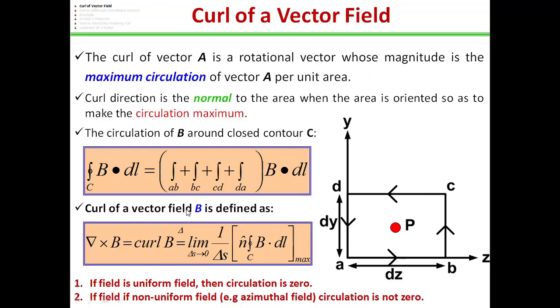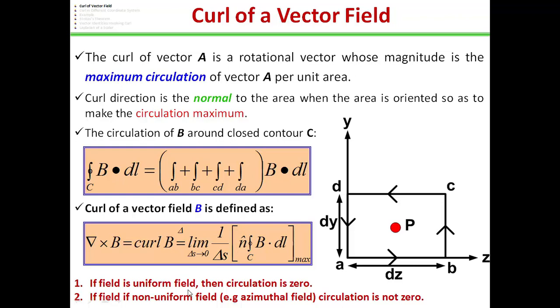The curl of a vector field B is defined as del cross B, or it can also be written as curl B, which is equal to the limit as del S tends to 0 of 1 by del S times the bracket of n cap times the integral of B dot dl over the closed contour C. The B dot dl over the closed contour should be maximum over the circulation path, and the direction of del cross B will be perpendicular to the circulation path. N cap is basically the unit vector which represents the normal to the circulation path.